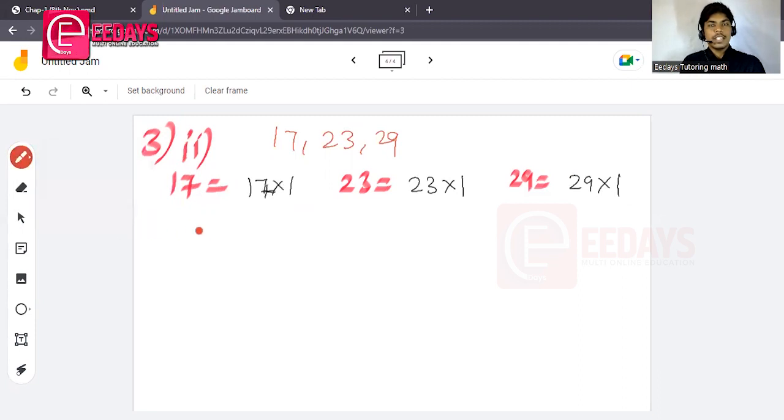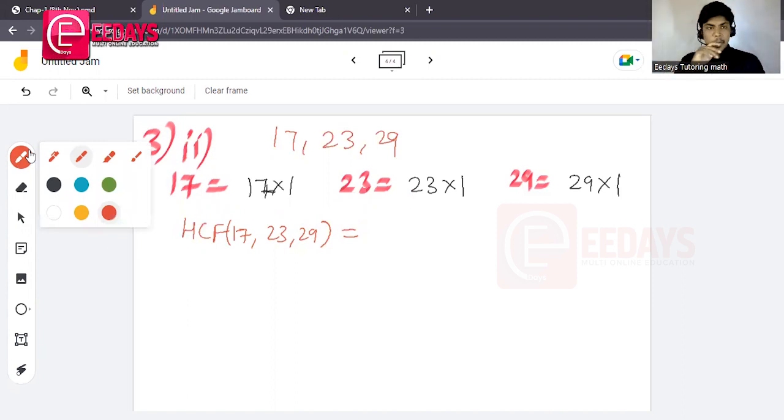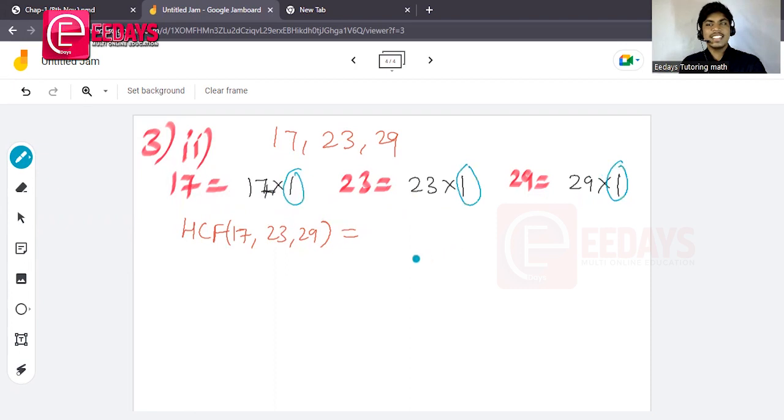Now, finding HCF is a difficult task. Why? Because for the HCF of 17, 23, 29, we don't know what we need to take as common. Observe carefully, guys. What is common? 17 is not there in the other two numbers. 23 is not there in the other two numbers. 29 is not there in 17, 23. The only common number would be 1. Quite interesting, right? So we mark the HCF as 1.